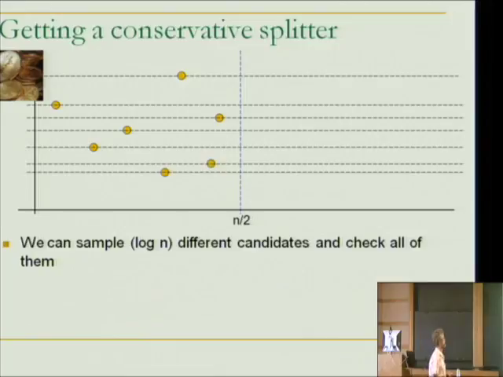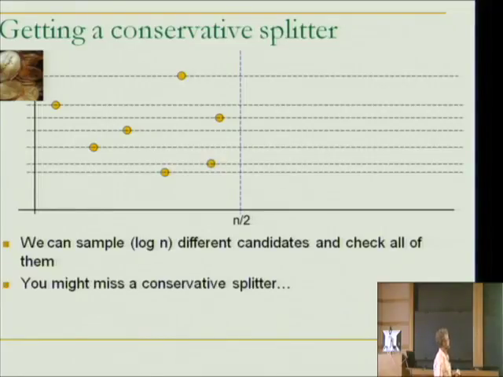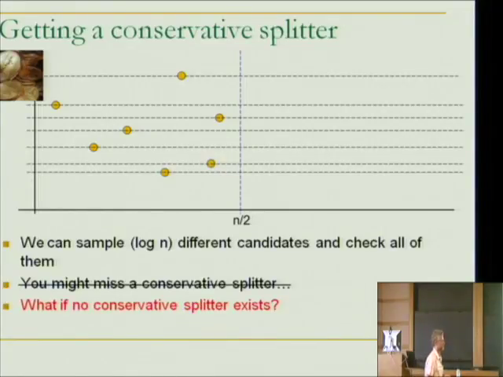We can now, to find the splitter, just select a random sample of log n candidates. So again, I just want to be clear. When you sample this thing, you only have access to the x coordinates, right? So you take a random sample of x coordinates, you get the corresponding y coordinates. That's the only way, this indirect sampling of the y coordinates. Okay? I mean, you might miss a conservative splitter, but as Noga asks, what if no such splitter exists?